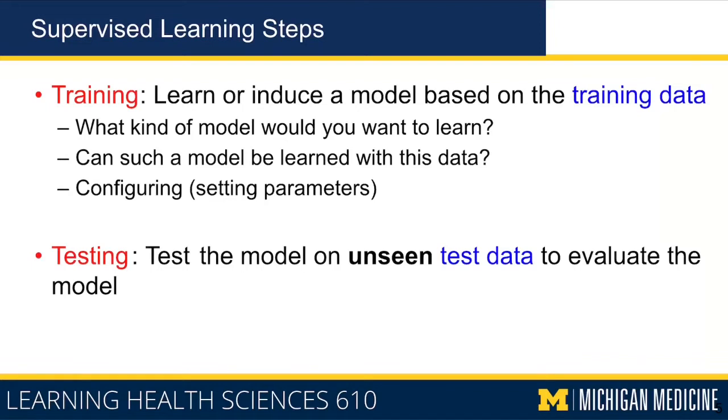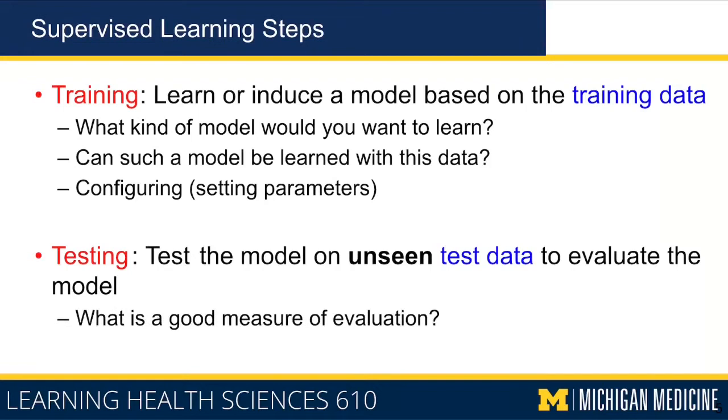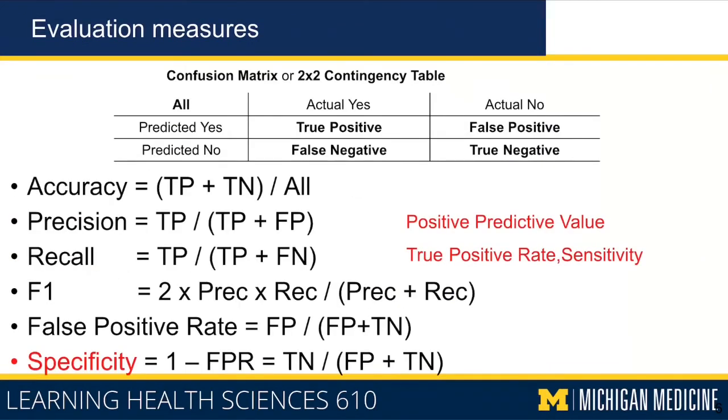For the testing phase, you are testing the model on unseen instances from the test data set to evaluate the model. If it is labeled, then you can evaluate based on those labels. Otherwise, you are just inferring the label using the model. So the question there is, what is a good measure of evaluation? We talked about evaluation measures.